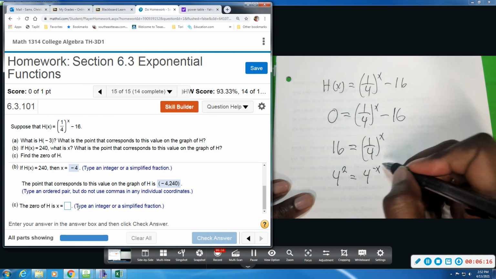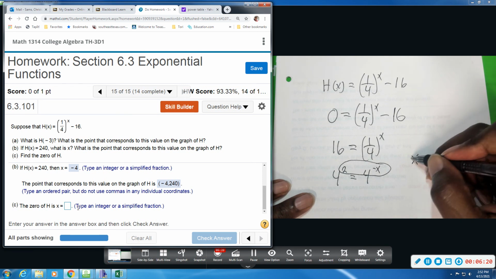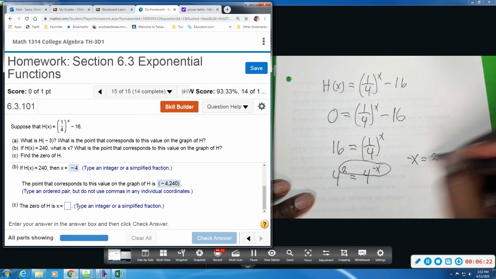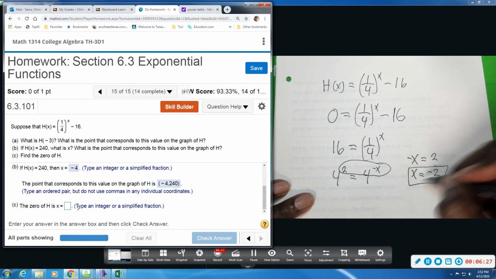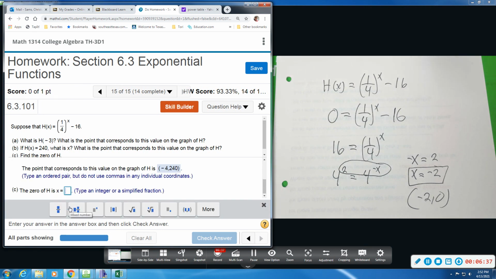And then we get that x is negative 2. So negative x equals 2. When you change signs, you get x equals negative 2. So your 0 is negative 2. The ordered pair, if they wanted it, would be negative 2, 0. That would be the 0 that we're looking for, not the y-intercept. So x equals negative 2.